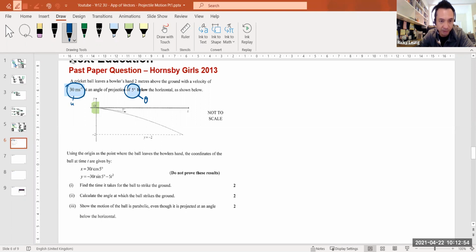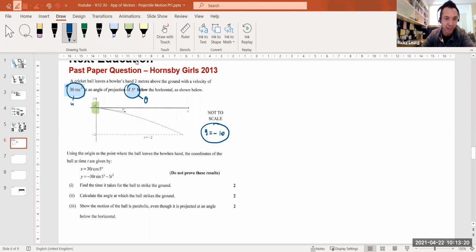Classic. Oh, they didn't give me gravity, have they? No gravity. Okay, I'm going to assume 10, I guess. Is that right? Yeah, looks like they've assumed 10 as well. So can you please assume that gravity is negative 10? Normally they give it to you.